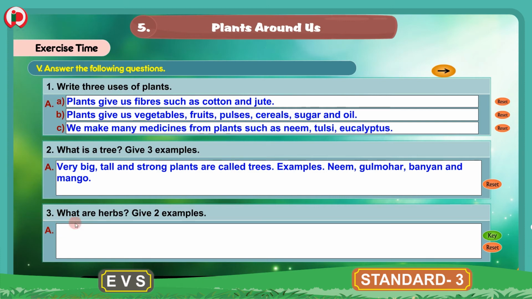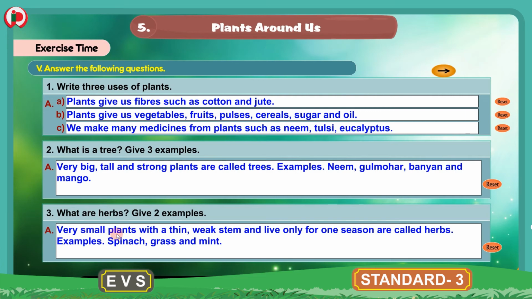3. What are herbs? Give 2 examples. And the answer for this question is: very small plants with a thin, weak stem and live only for one season are called herbs. Examples are spinach, grass and mint. So these are the examples of herbs. And what are herbs? Very small plants with a thin, weak stem which live only for one season are called herbs.